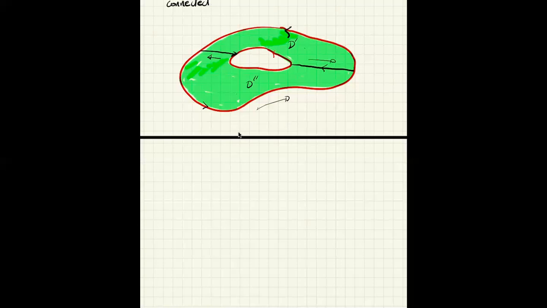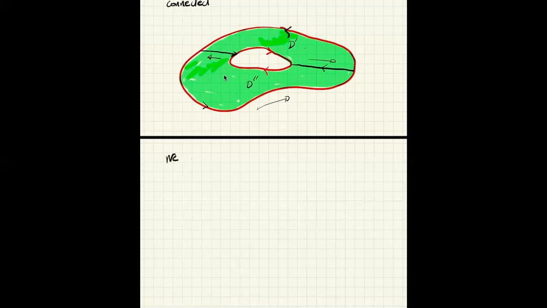So when you go there, that's the right thing. And now it's consistent with the boundary of D prime and D prime prime. I hope it's clear, but don't be confused. That's the right direction to take. That's the right orientation to take.